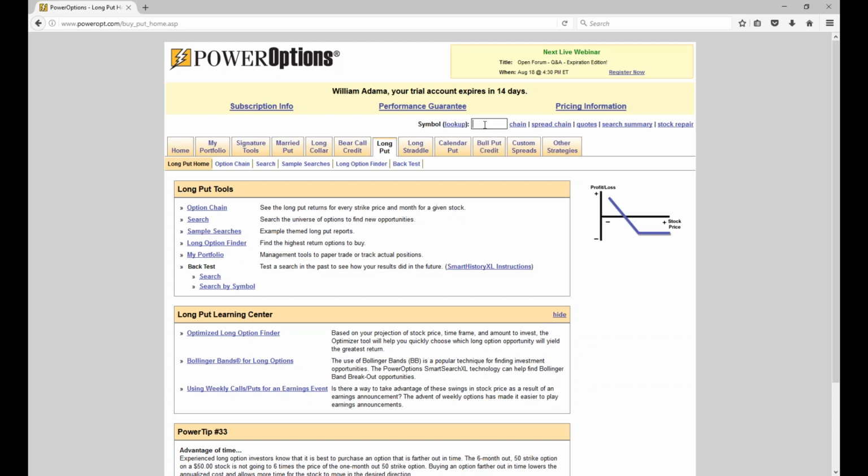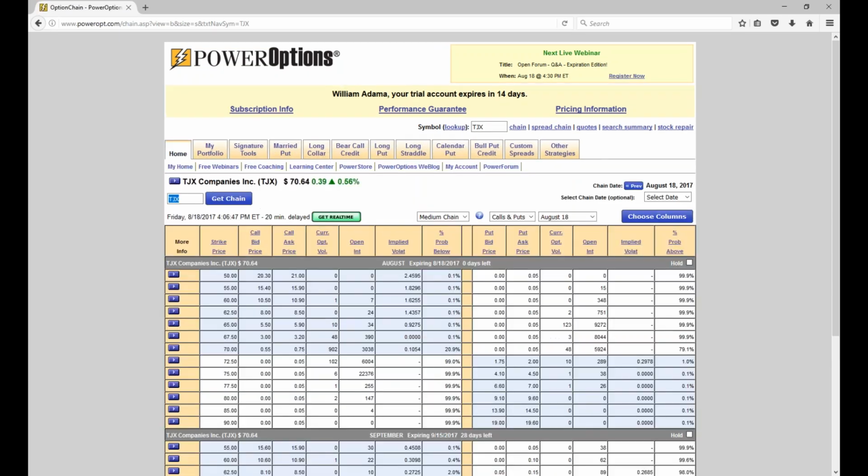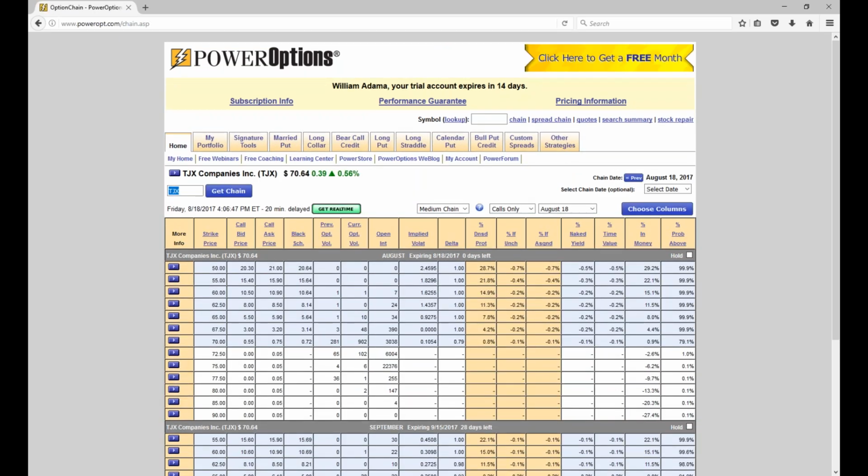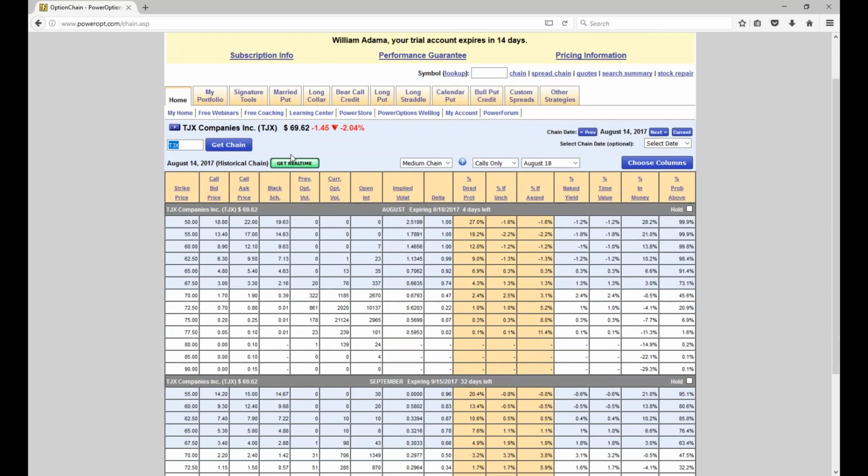Now let me go to the option chain for TJX, and I'm just going to look at the call chain for right now. And what I'm going to do is, using our historical tools, on a trial account, if you're in a Power Options trial, you can go back about 3 months, but I'm just going to go back to Monday the 14th here for TJX. Let's go ahead and get the chain. At the time the stock was trading at 69.62.